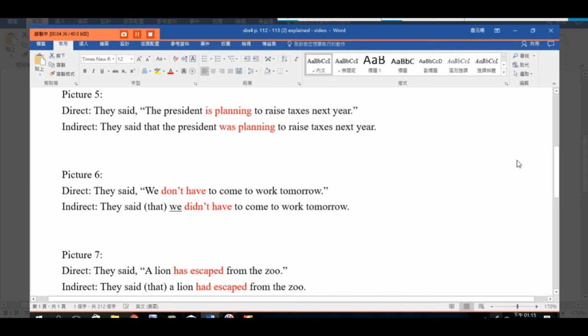Now let's look at the pictures and sentences. Now please have your books beside you and get ready for practicing. Now take a look at picture number 5. Picture number 5, the direct speech over here is, they said the president is planning to raise taxes next year. Now the sentence is being said by they. And who are they? They refers to the people, if you look at the book on page 113, the people who are standing at the moment in front of the White House. The protesters. They said the president is planning to raise taxes next year.